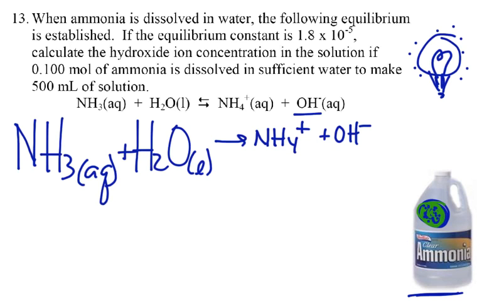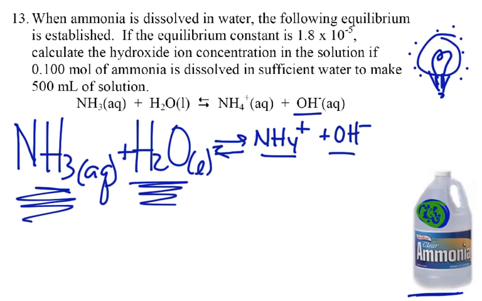And the reason we have a small number of those is because there is a tendency for those ions to join back together to be ammonia and water. And when the equilibrium is established, we have small amounts of these two ions and we have very large amounts of these two chemicals. So we say it's very reactant favored.